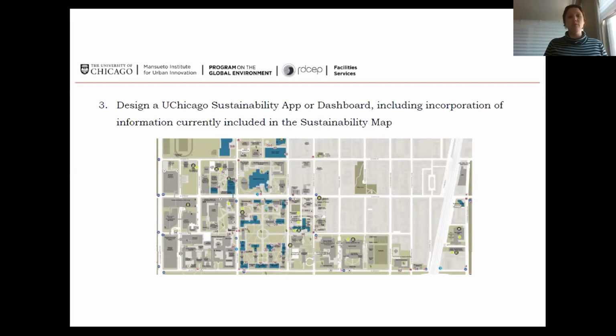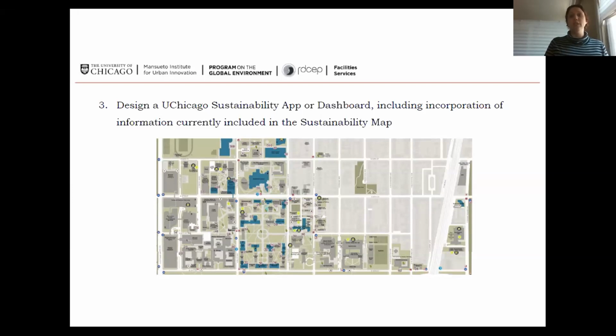So currently what we have on the map is things like water bottle filling stations and bike racks, transportation options, and buildings that are LEED, green roofs, campus gardens and cafes. So we'd like all of that integrated into a sustainability app that people could use on their phones. And then in the future, we would like to be able to integrate additional features as we're able to become more transparent as a university.